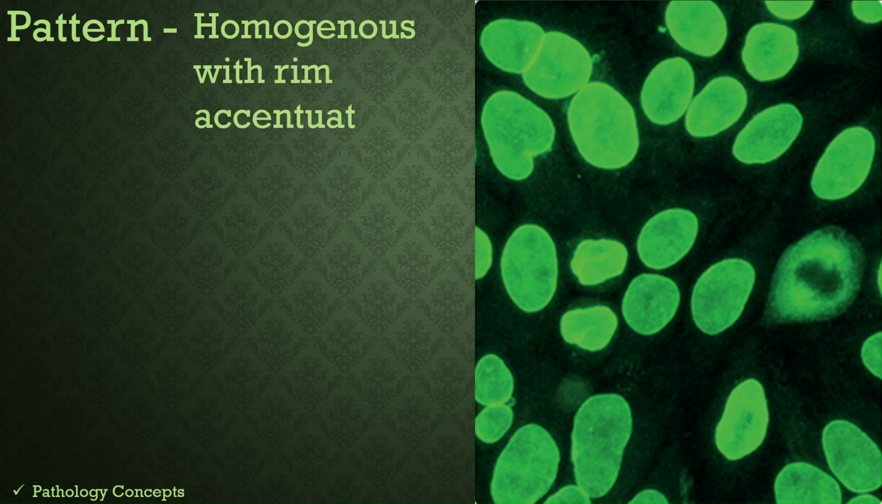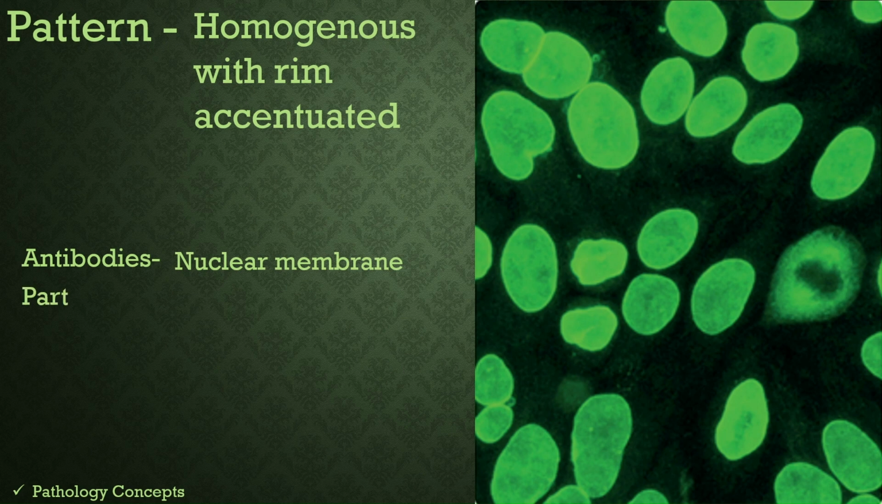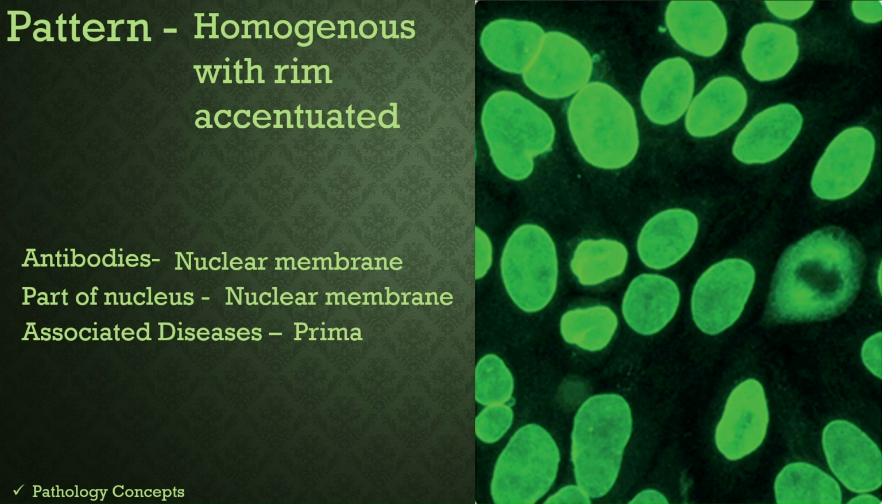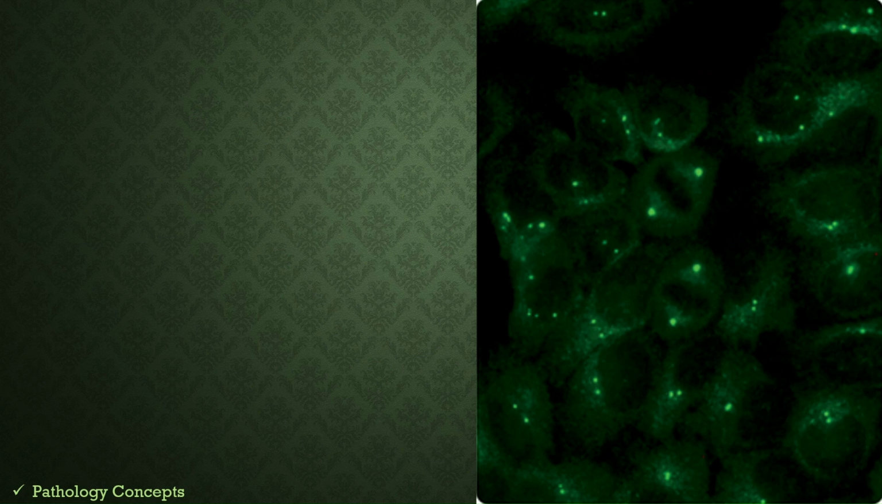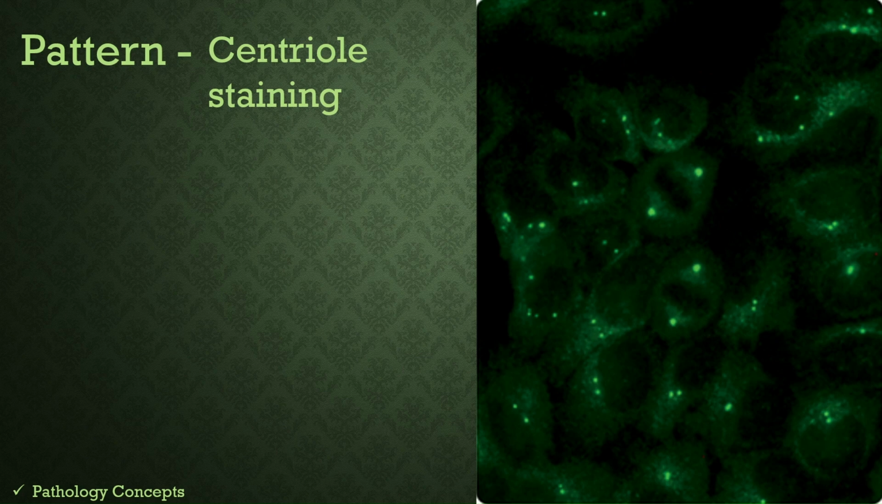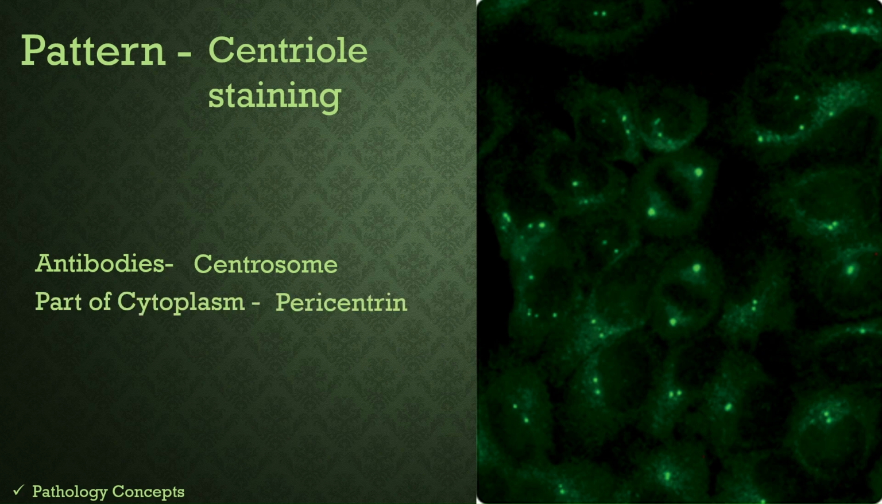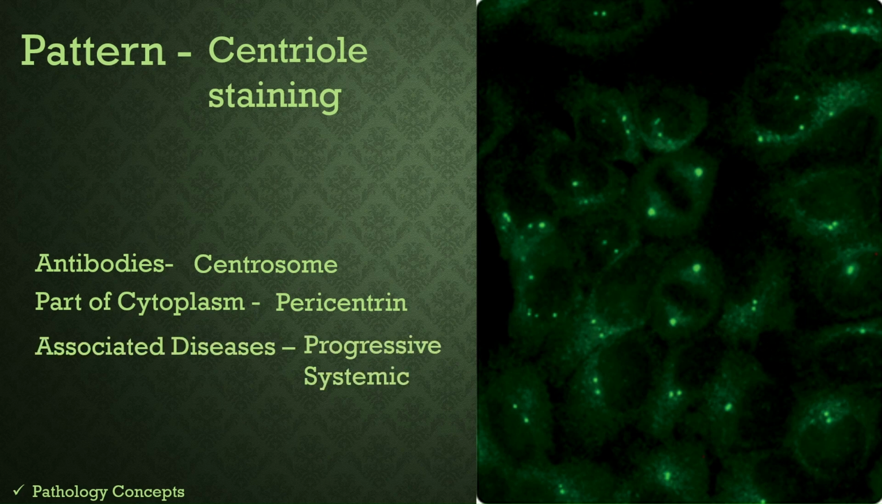This pattern is called homogeneous with rim accentuated. Antibodies involved are against the nuclear membrane. Part of the nucleus involved is the nuclear membrane. Associated disease is primary biliary cholangitis. This pattern is centriole staining. Antibodies involved are against the centrosome. Part of the cytoplasm is pericentrin. Associated diseases are progressive systemic sclerosis or Raynaud syndrome.